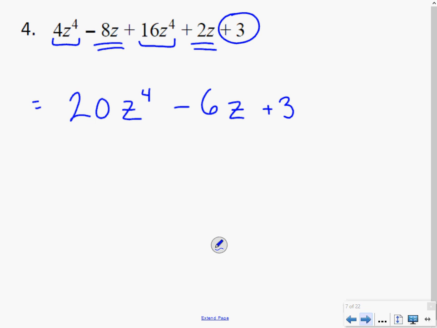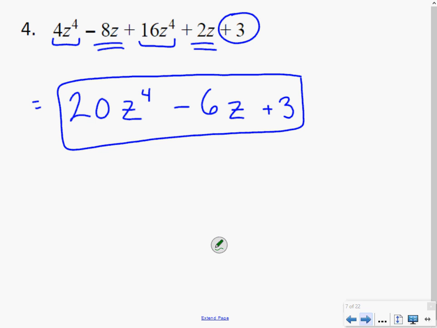Okay, so this time we have something different. We have a degree of 4, which means it's quartic. And we have 3 terms, which means that this is a trinomial.